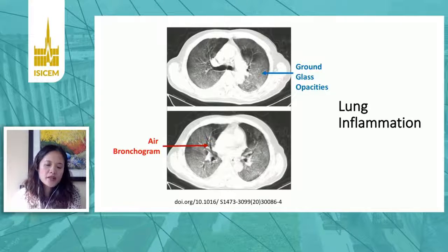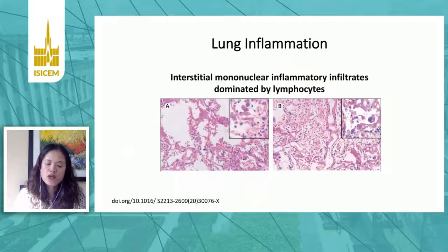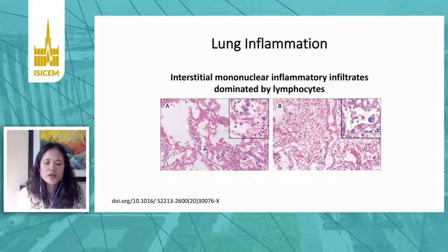Findings that suggest lung inflammation, such as ground glass opacities and air bronchograms, are commonly seen on CT lung imaging of patients with COVID-19. Pathological findings of COVID-19 associated with ARDS demonstrated interstitial mononuclear inflammatory infiltrates dominated by lymphocytes, suggestive of lung inflammation.